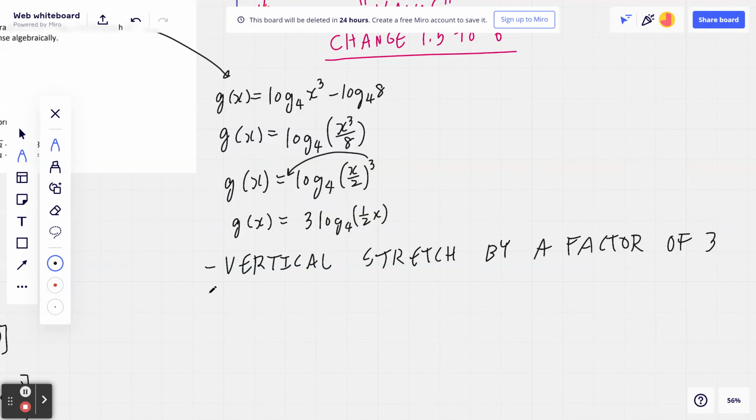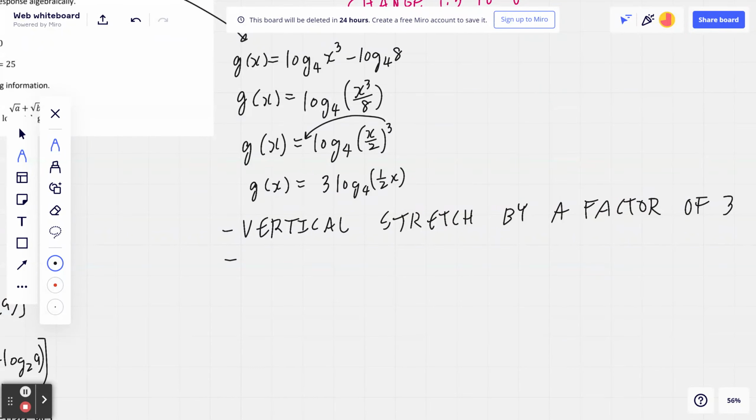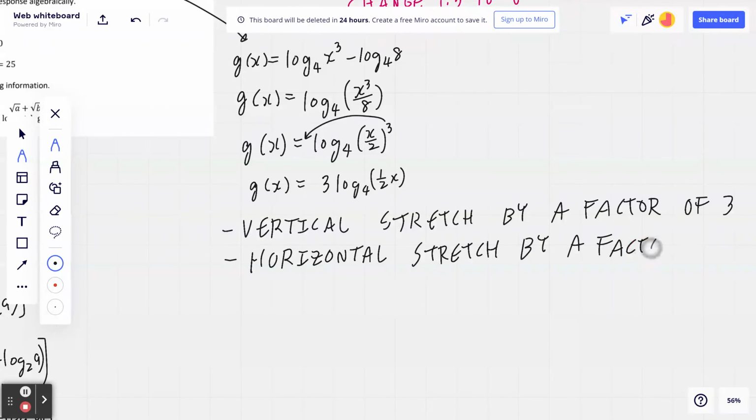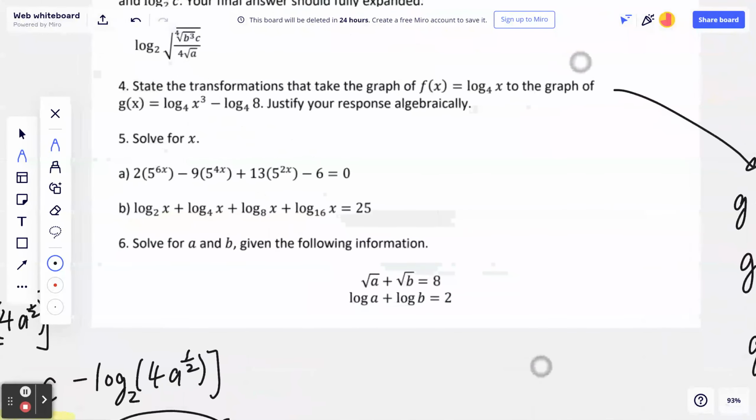The second transformation will be that half in front of x. So this would be a horizontal stretch by a factor of 2. Let's write this down. Horizontal stretch by a factor of 2. That's it. That's how you state the transformation in words, and we solved it algebraically.